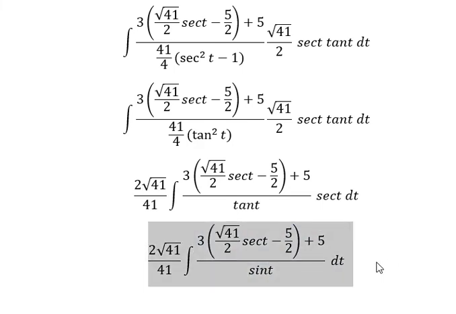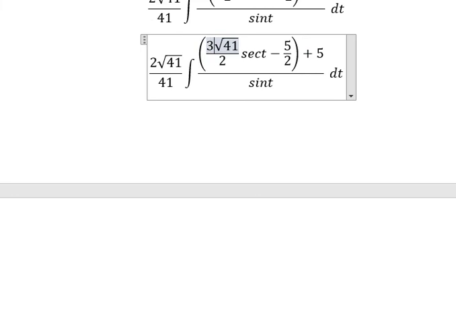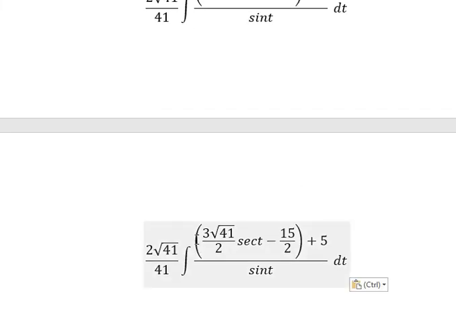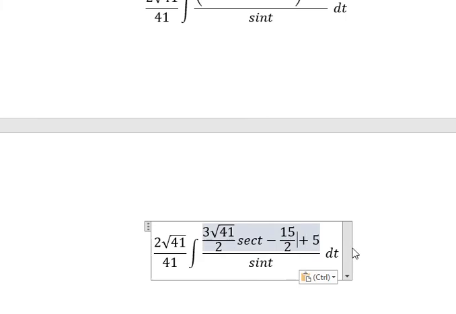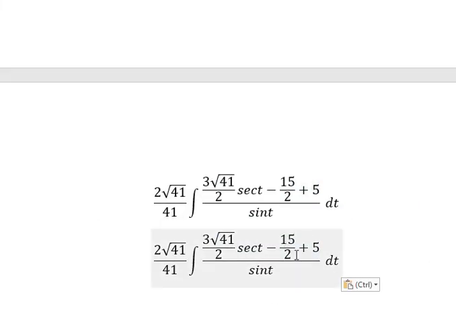And now we have number 3 multiplied by this one and this one. With number 5 you got about 15. Now we need to open the parentheses. Negative 15 over 2 plus 5, you will go about negative 5 over 2.